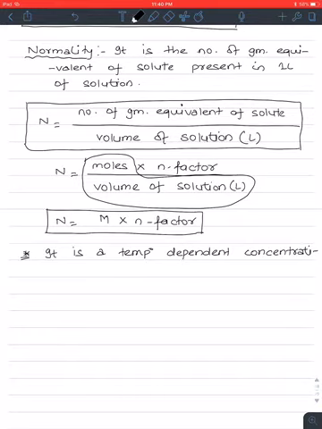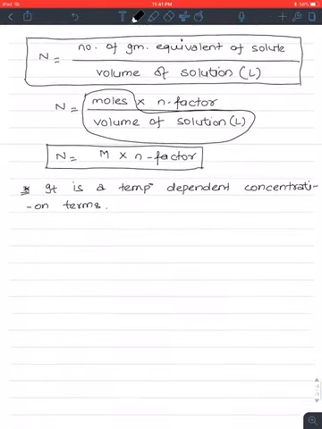Concentration. Now this point has to be studied very carefully, because a number of times they have asked questions on temperature dependent and temperature independent concentration terms. So whichever is involving volume, that is temperature dependent, and if it is not involving volume, if it is involving mass, then it is temperature independent. So molarity is what? Temperature dependent. Molality is what? Temperature independent. Mole fraction is what? Temperature independent. And normality is what? It is a temperature dependent concentration term. Clear? Now let's do some questions on normality.